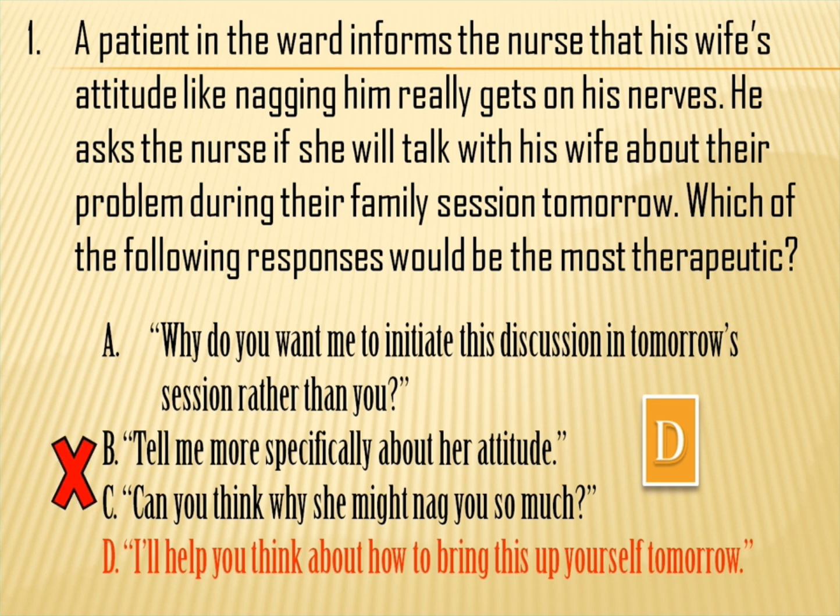Options B and C inappropriately direct attention away from the patient and toward his wife, who isn't present. Option A implies that there might be a legitimate reason for the nurse to assume responsibility for something that rightfully belongs to the patient. Instead of focusing on his problems, he will waste time convincing the nurse why she should do his work.